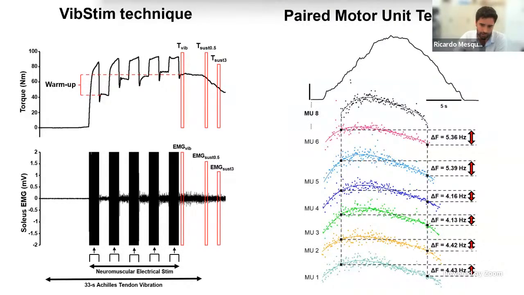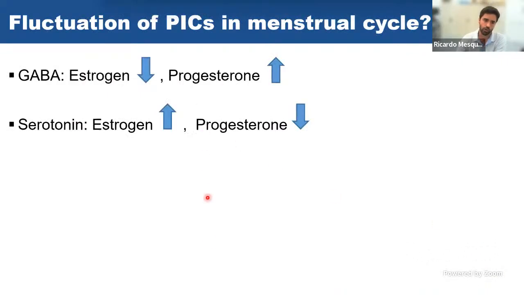But one thing that it's interesting to think about is that maybe the differences between males and females might be different depending on sex hormones. We know, for example, that GABA, which is our most abundant and most common inhibitory neurotransmitter in our nervous system, is decreased by estrogen and increased by progesterone. And we know that inhibition affects PICs. We also know that serotonin affects PICs, and estrogen increases serotonin, and progesterone has the opposite effect. So an important factor to consider is the possible effect of sex hormone variation during the menstrual cycle on synaptic inhibition and neuromodulation.